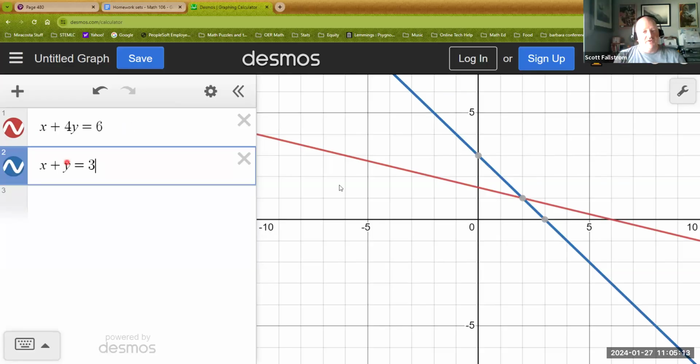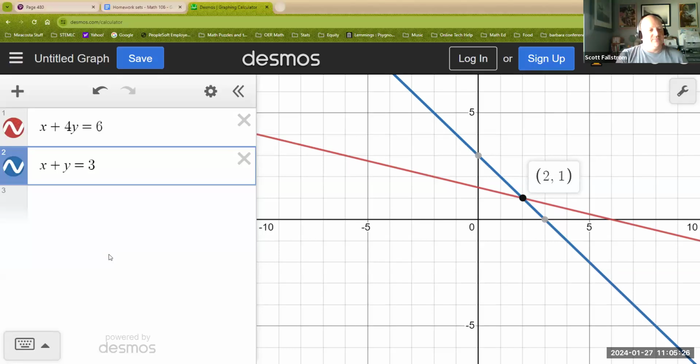Desmos has graphed both of the lines, and you can click on the graph and it'll tell you, yep, that's the intersection point. And then just come back and check it. So let's see here. If I plug in a 2 for x and a 1 for y, does it really check out? So this would be 2 for x and a 1 for y. So 4 times 1. And 4 times 1 is 4. Plus 2 gives me 6. Yeah. And down here, 2 plus 1 is 3. Okay, that checks too. So this is how you can find where lines intersect graphically, which is pretty cool.